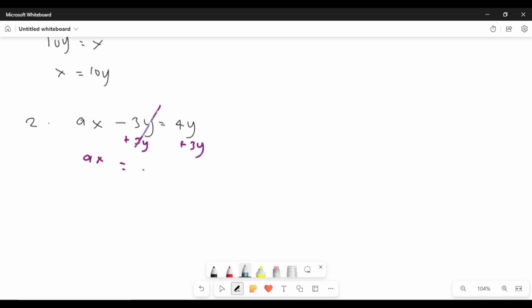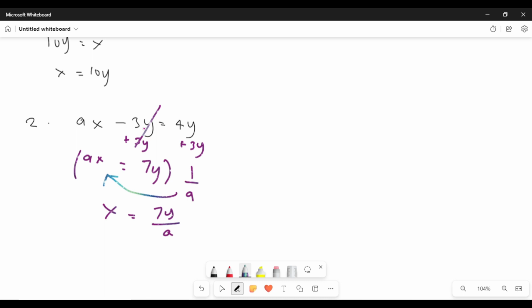So this will leave us with 4y plus 3y, which is 7y. And then we have to isolate x by itself. We have to multiply both sides with 1 over a. So a multiplied with 1 over a is x, and the 7y multiplied with 1 over a is 7y over a.